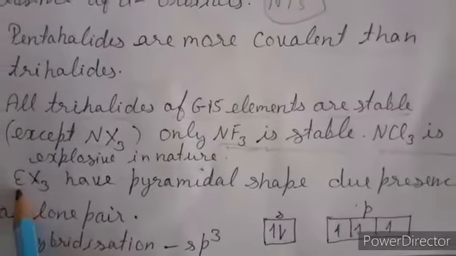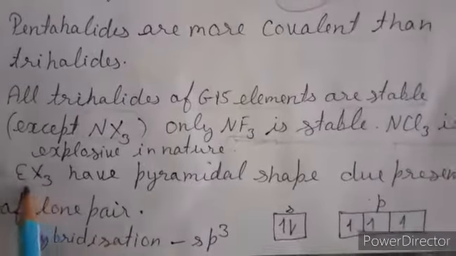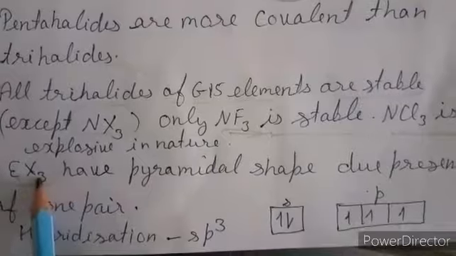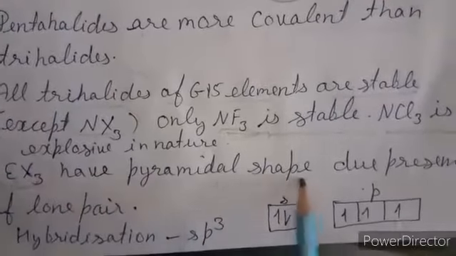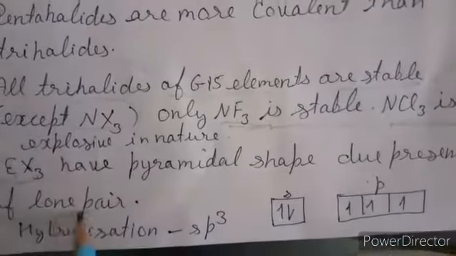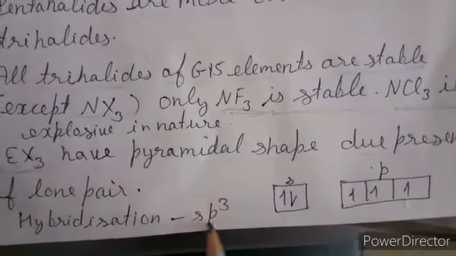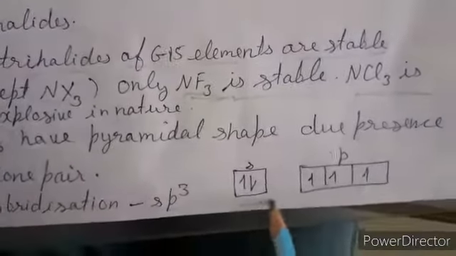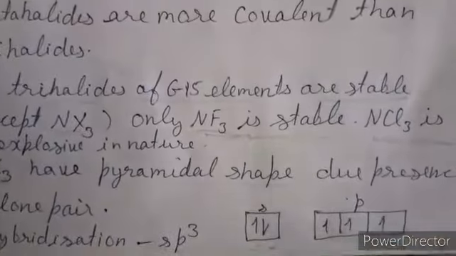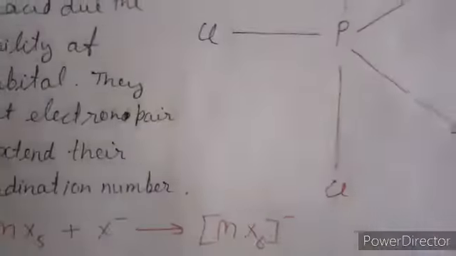So next we discuss the geometry of a trihalide, EX3. These trihalides of group 15 have pyramidal shape. Why? Due to presence of lone pair. So its hybridization is sp3. There are 2 electrons in s orbital and 3 electrons in p orbital. Half filled configuration है साढ़े को.